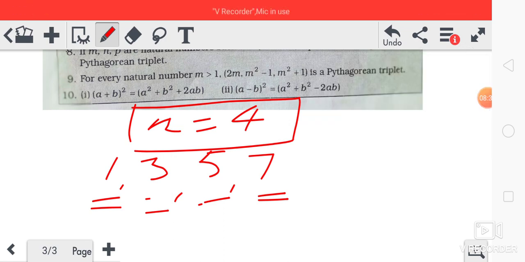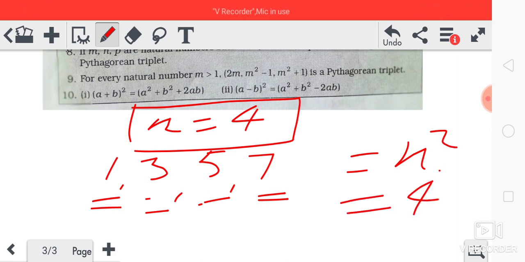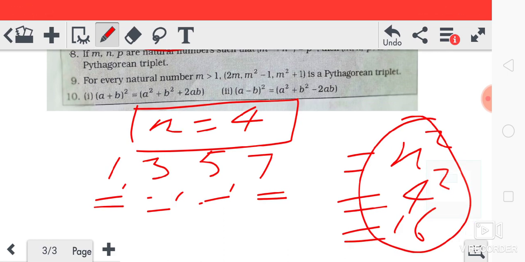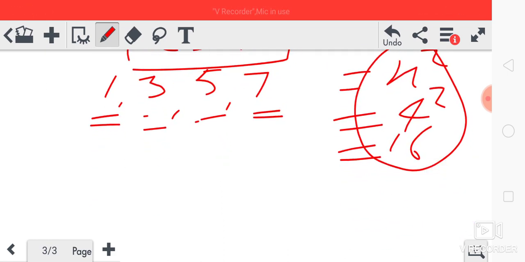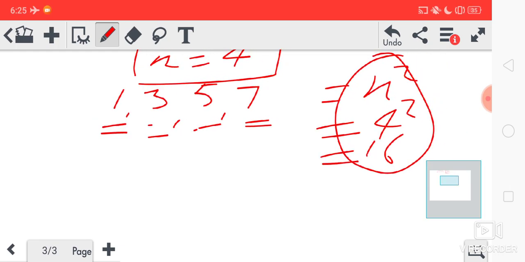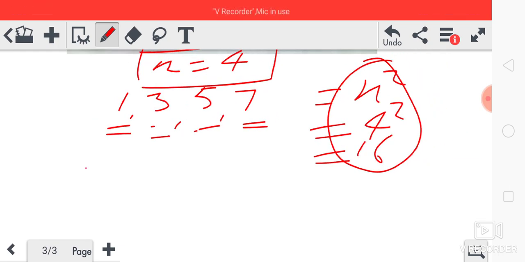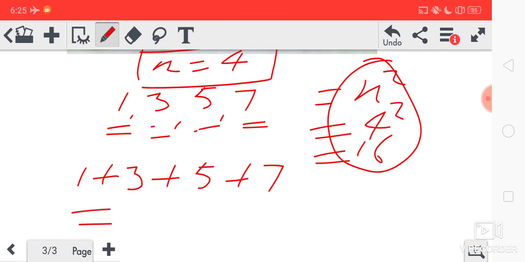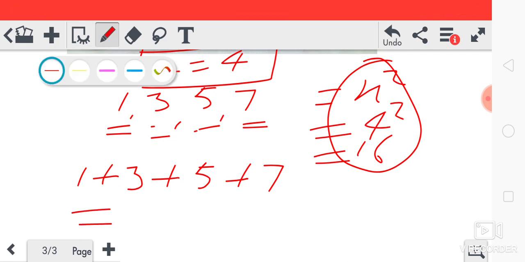So its sum will be equal to what? Its sum will be equal to n square. So its sum will be 4 square, that is 16. Will we get 16 or not? Let's see this. So just add it, 1 plus 3 plus 5 plus 7. After adding, how much will we get? 1 plus 3, 4, 4 plus 5, 9, 9 plus 7, 16. So we are getting 16.